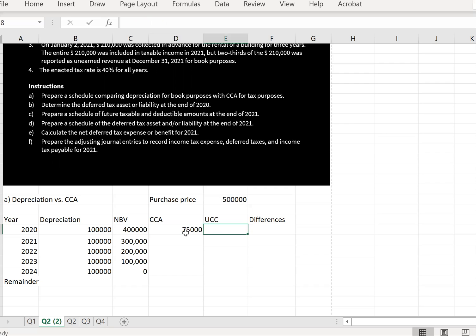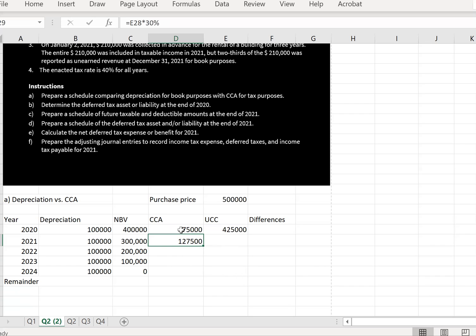Now, what is my UCC? So my undepreciated capital cost is going to be the value of the asset minus the CCA that I've taken to date, 75,000. So my UCC is going to be 425,000. Now for CCA, because we're applying a rate against the UCC, it's really important that you remember that we're applying this 30% rate against the UCC, not against the purchase price. So now I'm taking the UCC times 30%, and that's going to be my CCA for 2021.